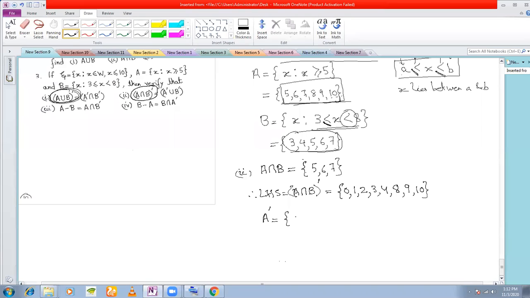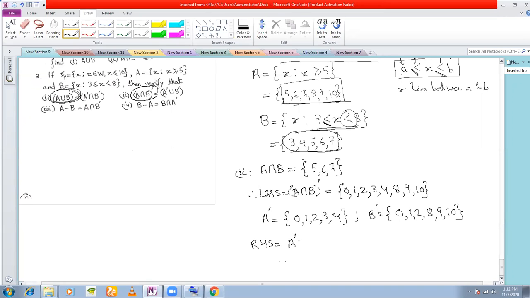A complement consists of the elements that are not there in A but are there in the universal set. So 0, 1, 2, 3, 4. This is A complement, and B complement is all those elements that are not there in B but are there in the universal set. So 0, 1, 2, 3, 4, 5, 6, 7 are there in B, so we will not write it. Next we'll start with 8, 9, and 10. So A complement and B complement we have found out. Now we are in a position to find out the right hand side.